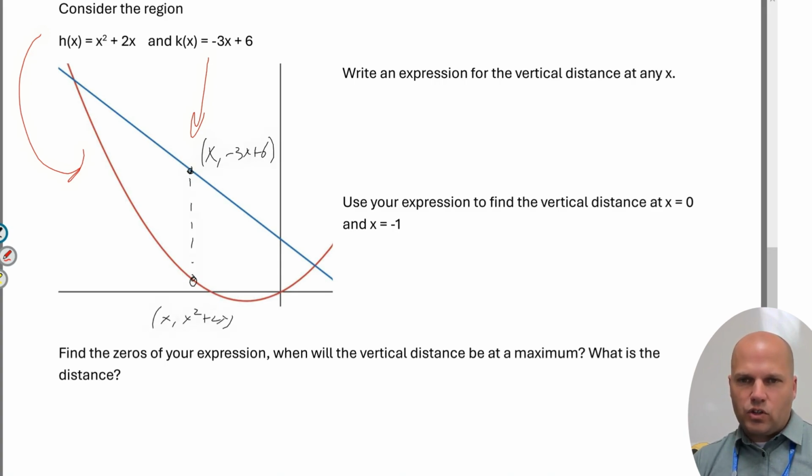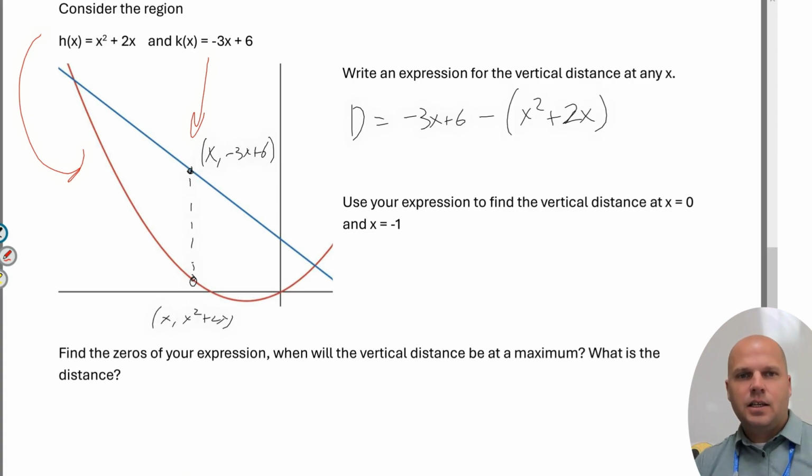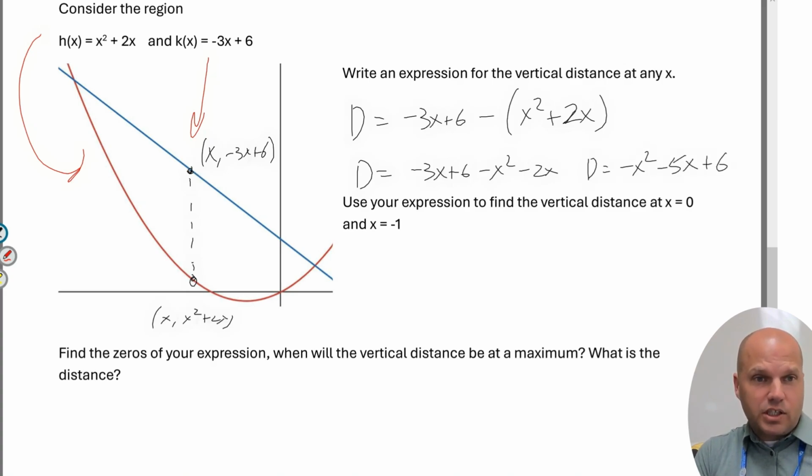To find this vertical distance, I want the y at the top minus, let's be careful, the y at the bottom. Now, when I subtract x squared plus 2x, I'm going to be subtracting x squared and 2x, which means I'll get negative 3x plus 6 minus x squared minus 2x, or I will get negative x squared minus 5x plus 6. Cool?